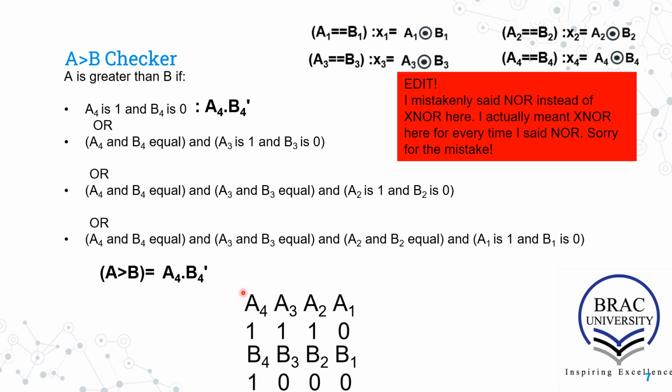Now for the second instance, if a4 and b4 are equal, then we check if a3 is 1 and b3 is 0, then also we can say that a is greater than b. So to check a4 and b4 are equal or not, we will use the function x4. So if a4 and b4 are equal, which is x4, and a3 is 1 and b3 is 0, then we know that a is greater than b. So this is going to be the second term of our equation.